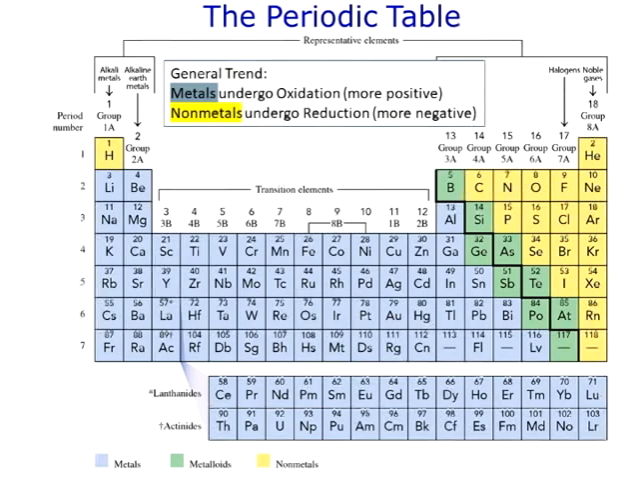On the periodic table, some notable trends are important. Metals tend to undergo oxidation. Nonmetals tend to undergo reduction. Okay, so that's a trend worth noting. So be aware, in general, if it's a metal, it will very likely undergo oxidation. If it's a nonmetal, it will very likely undergo reduction. Metals become more positive, nonmetals become more negative.